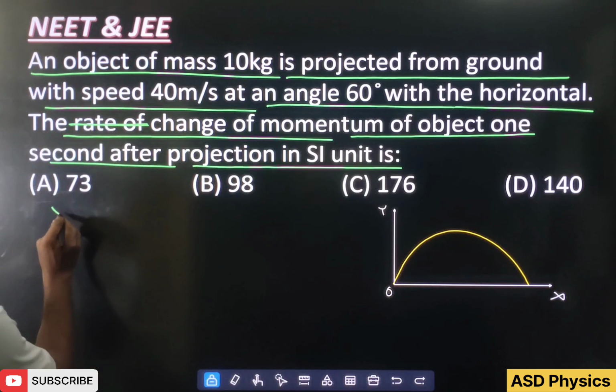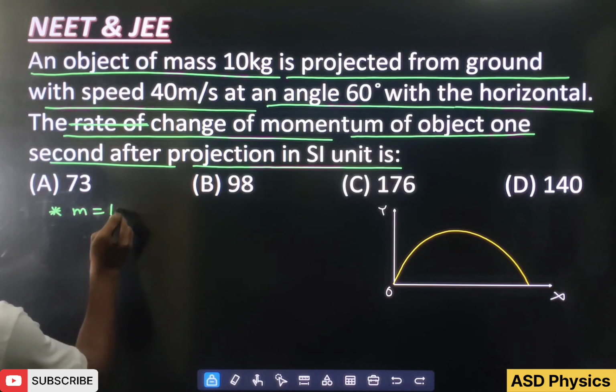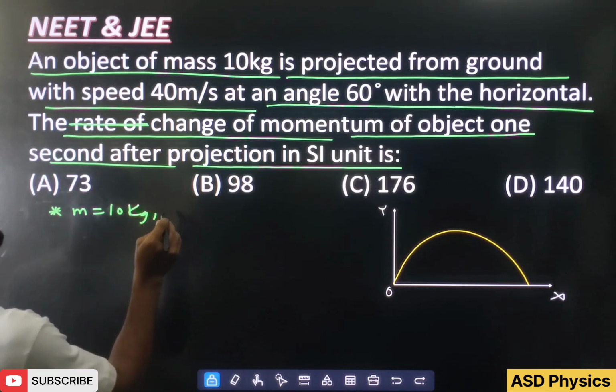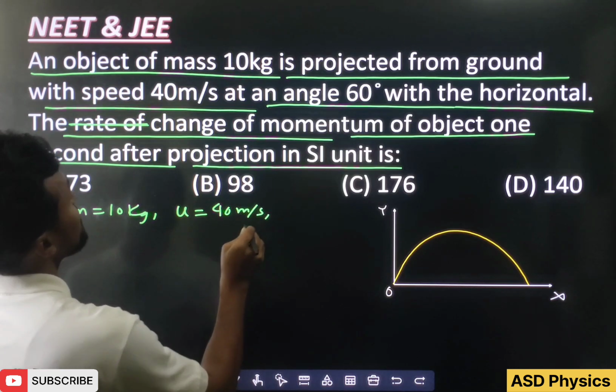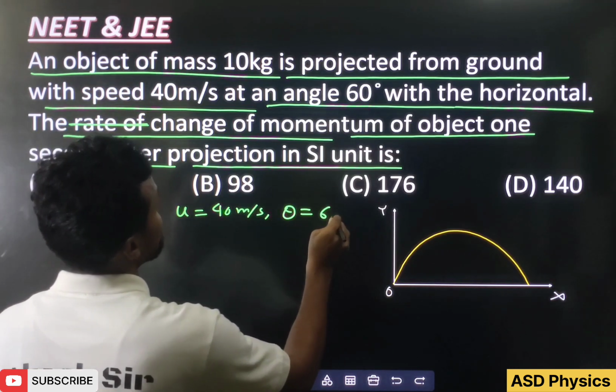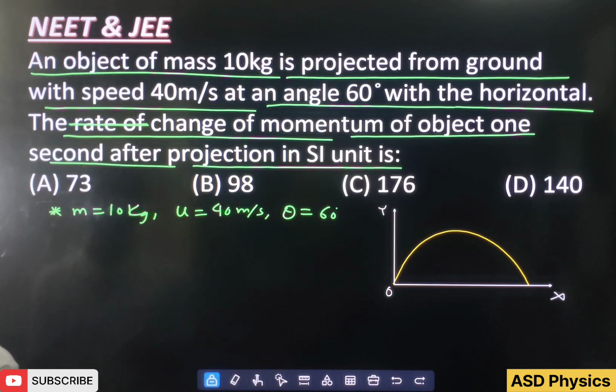So which data is given here? Kindly see very well, students. The mass is given as 10 kg. The projection speed is given as 40 meters per second. Theta is given as 60 degrees.